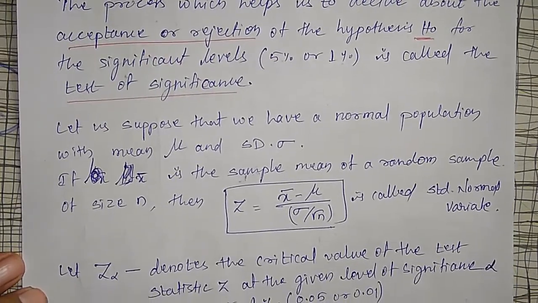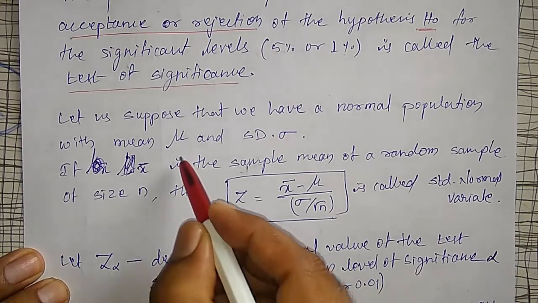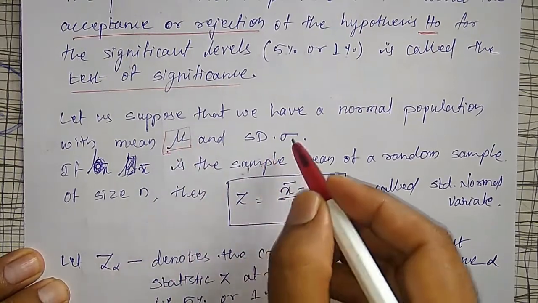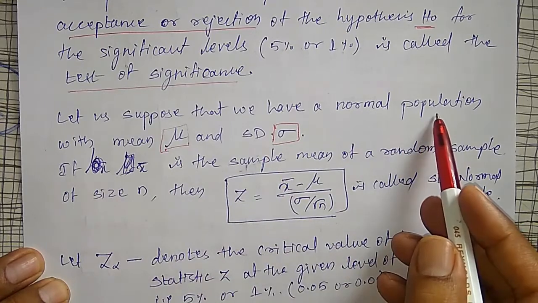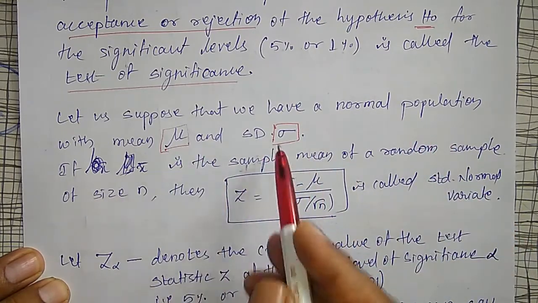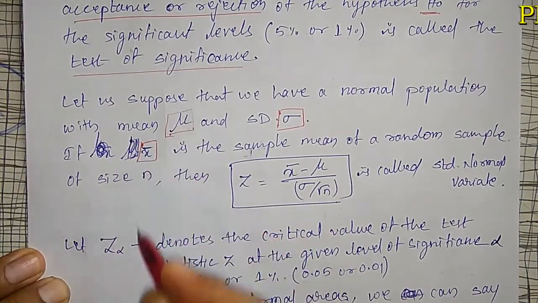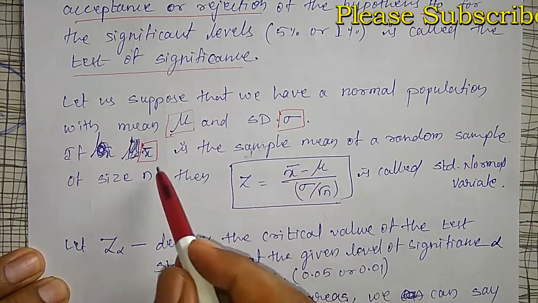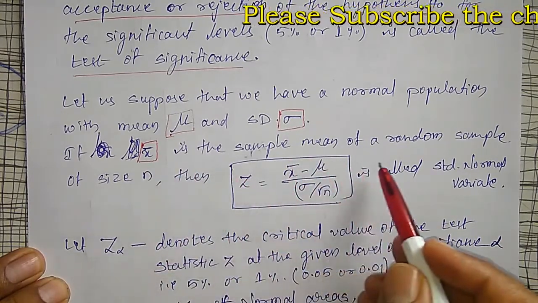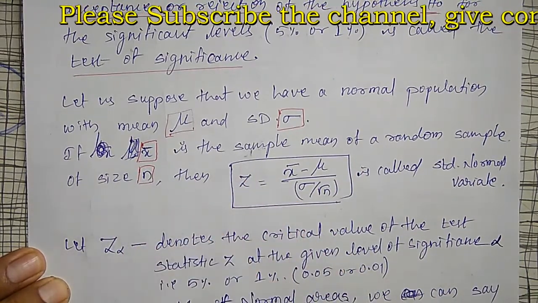Let us suppose that we have a normal population. The population is normally distributed with mean equal to mu and standard deviation equal to sigma. These are the parameters related to the population, which is why these two are called parameters. And let x bar be the sample mean, which is known as a statistic, of a random sample of size n. The size of the sample is n here.